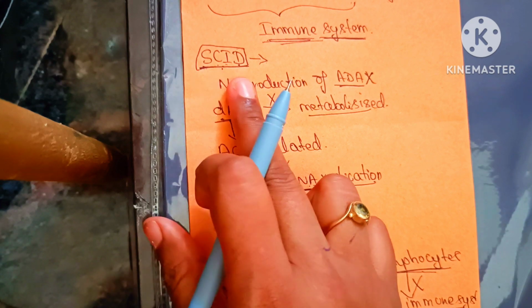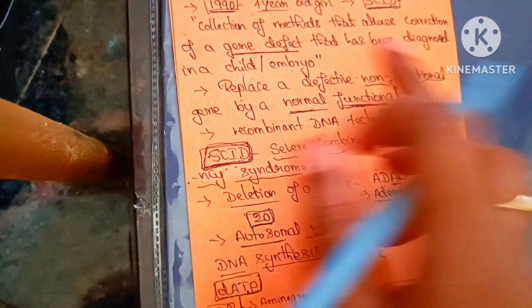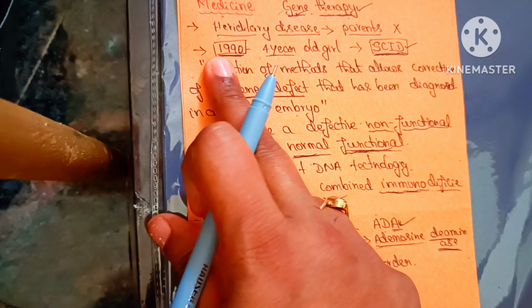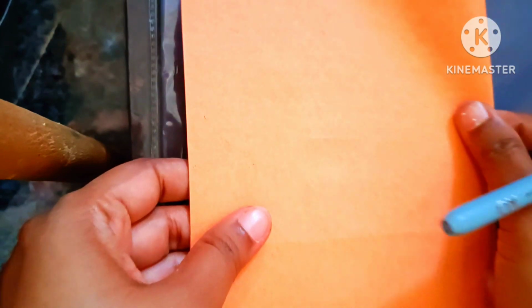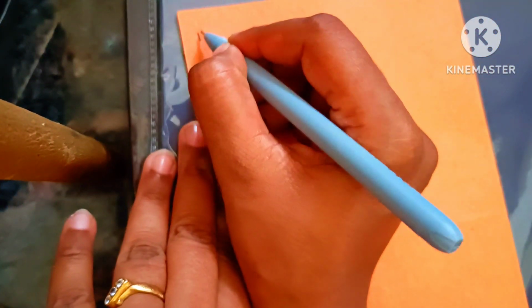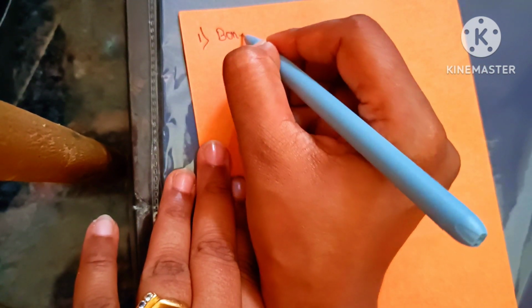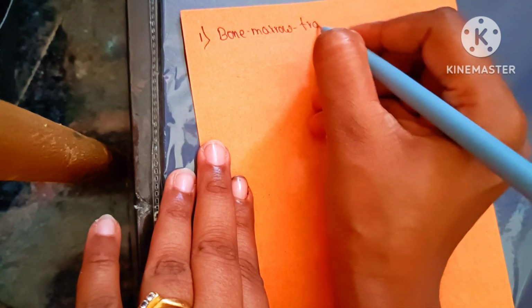And this SCID was first attempted to be cured on a 4-year-old girl in the year 1990. To treat this SCID condition, there are various methods or approaches available. Among them, the first approach to treat the ADA deficiency is bone marrow transplantation.